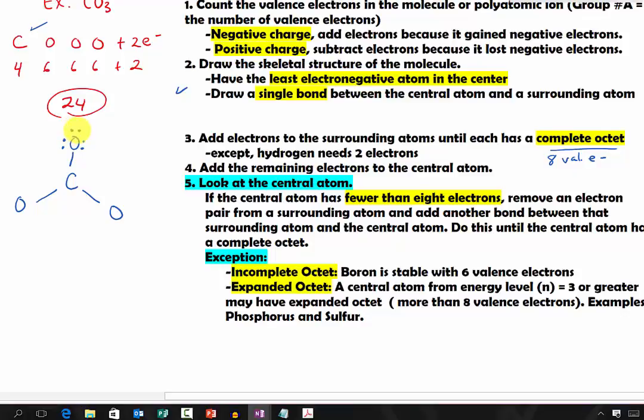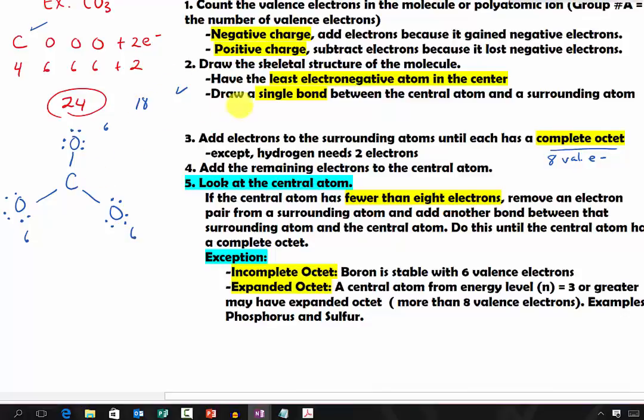There you go. So we use 6 over here, right? Then again, we have 2 already, so we need 6 more, because a single bond is basically 2 electrons shared between 2 atoms. And over here, we also need 6 to make this octet. So we use 6 here, 6 there. That gives us a total of 18.